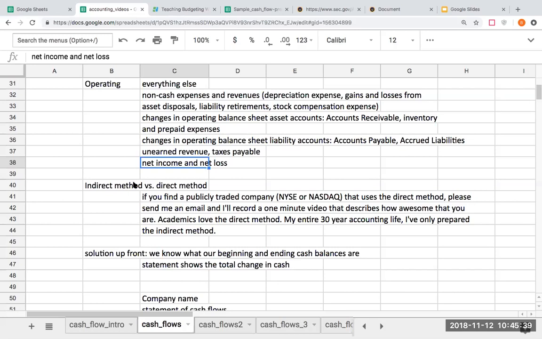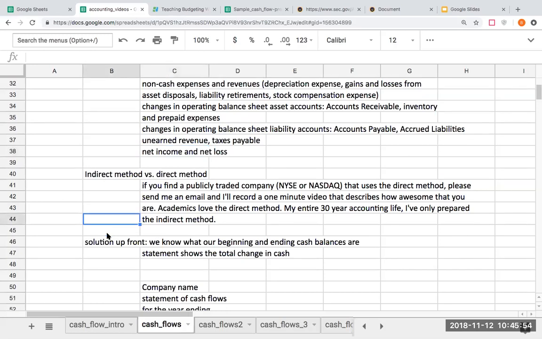And again, my entire life, I've only prepared the indirect method. I think I may have practiced the direct method when I was taking the CPA exam, but that's really the only time I've ever seen it. It's kind of like some of the year's digits. We just don't know. It's out there in academia land, but it doesn't really exist.